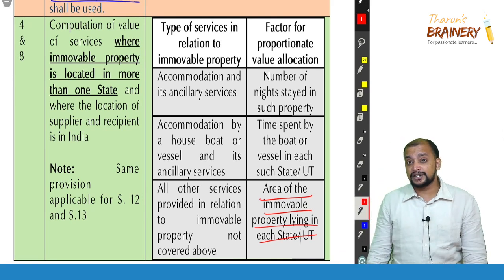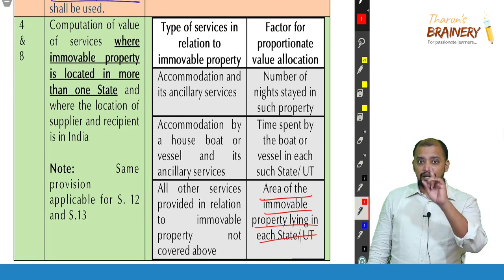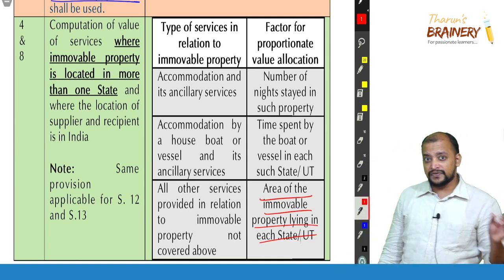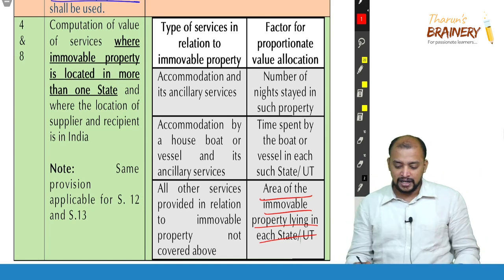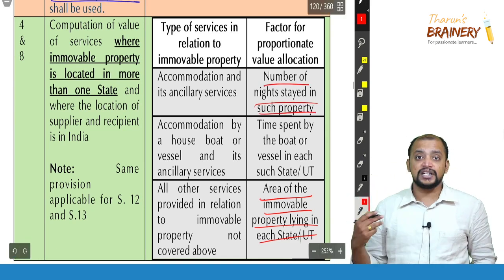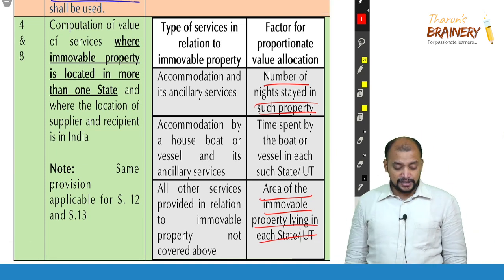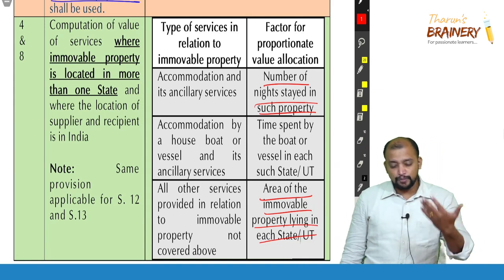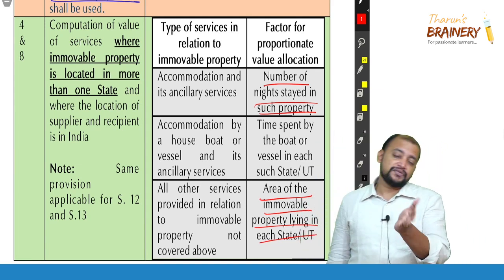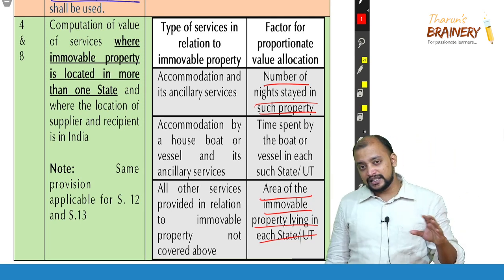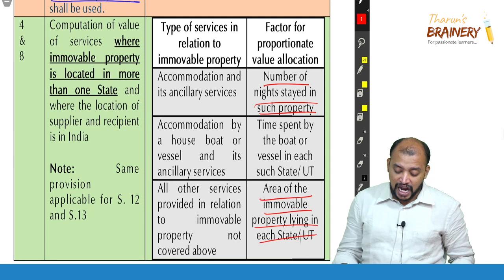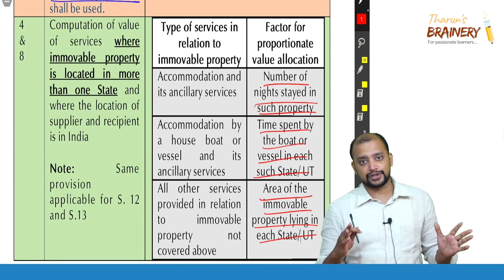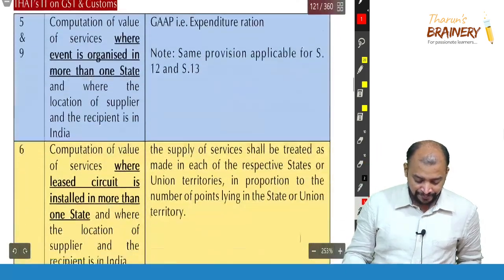Suppose it is accommodation services in a single package, but the stay is in more than one location, then the number of nights stayed in such property in each state should be taken. And in the case of a houseboat, we board it and sleep in one place, but when we wake up it will go to another place. Then what do we need to do? We need to see the time spent in each state and apportion. That is for rule 4.